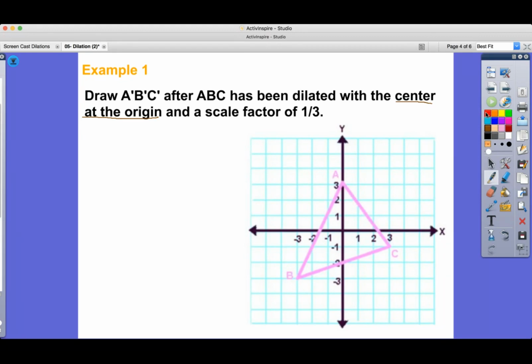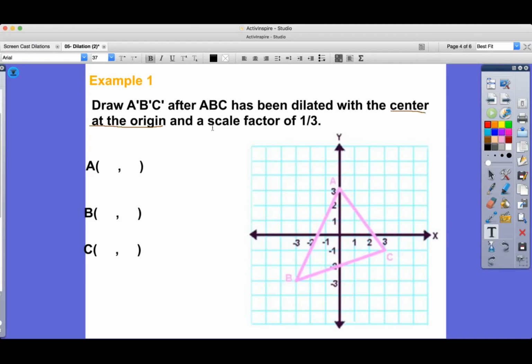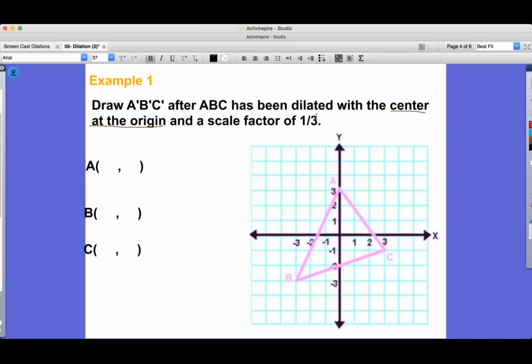And if your figure is centered at the origin, then I'll show you some strategies we can use in order to find the scale factor. But here, we can actually do it pretty easily. And for this problem, we're actually not trying to find the scale factor, that's already given. We're just trying to dilate this figure. So let's begin by getting the coordinates of A, B, and C.